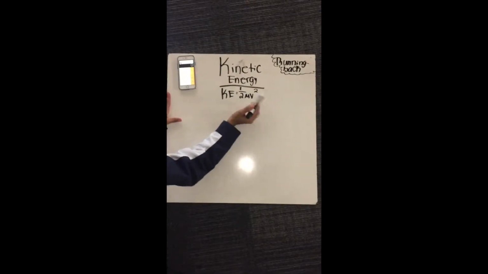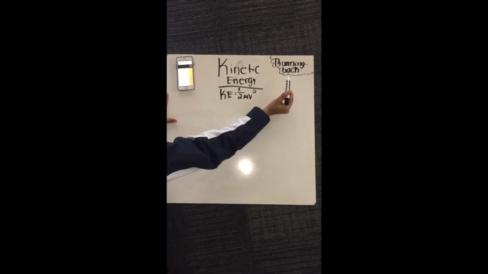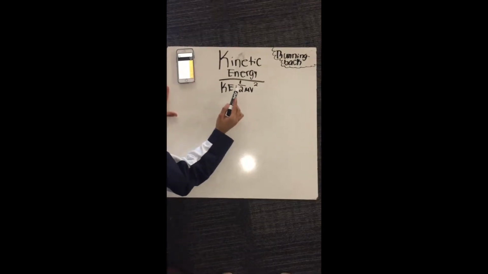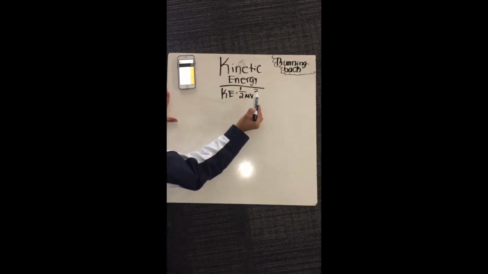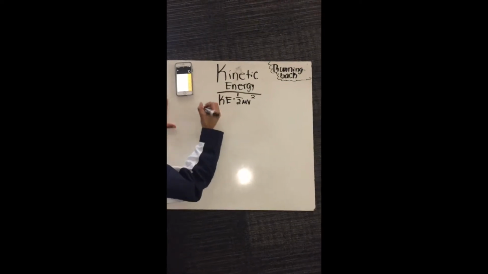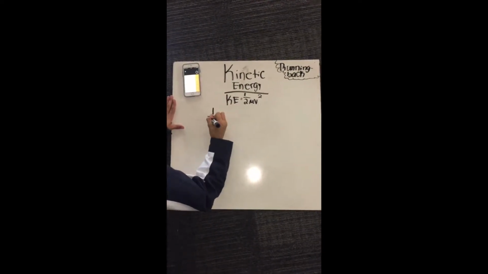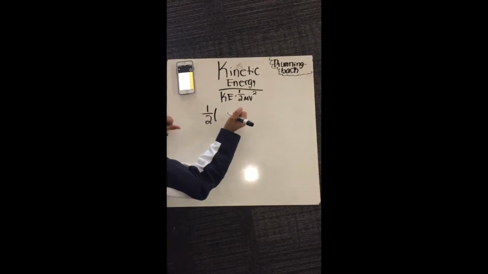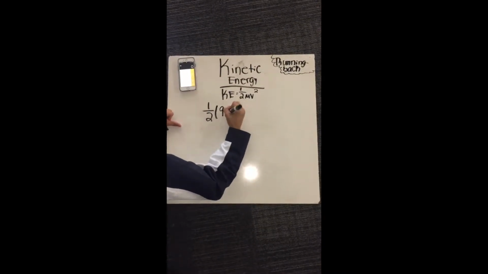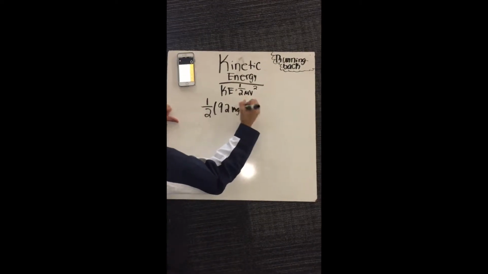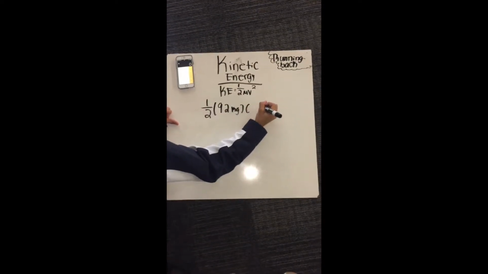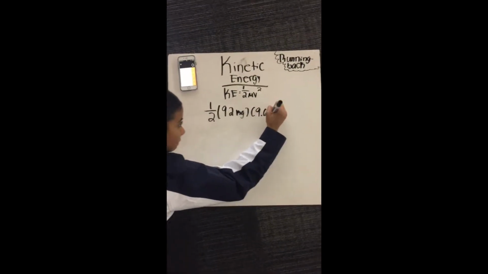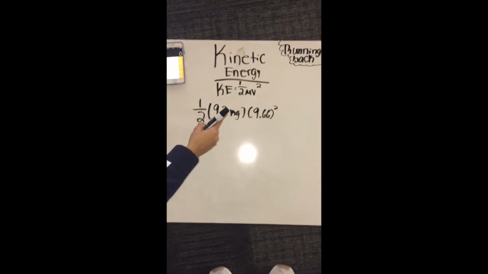In order to find kinetic energy for the running back, this is your formula. Kinetic energy equals 1/2 mass velocity squared. So, we're gonna put 1/2. The mass of the running back is 92 kilograms, and the velocity is 9.66 squared. Make sure you square it.